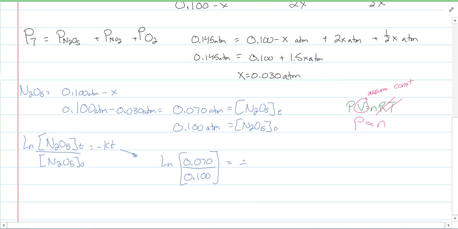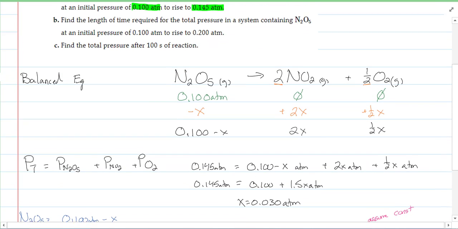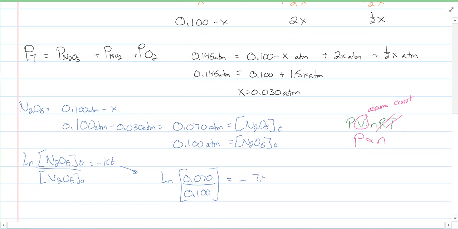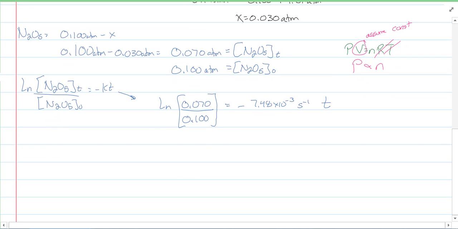And negative k was 7.48 times 10 to the negative third seconds negative 1. And then we got t. So now we just solve for t. Do your natural log in the calculator, divide by k. And t equals, I got 47.68, which equals 48 seconds. Perfect. So that's what I got for A, 48 seconds.